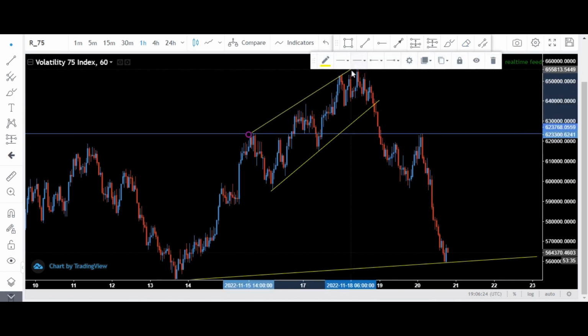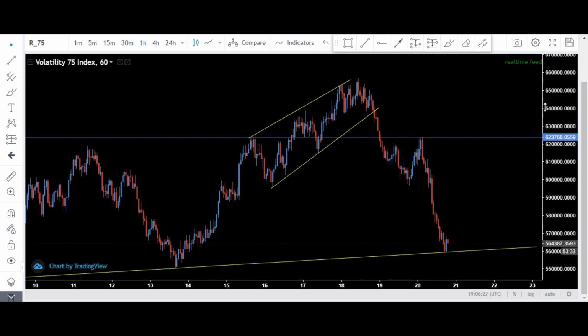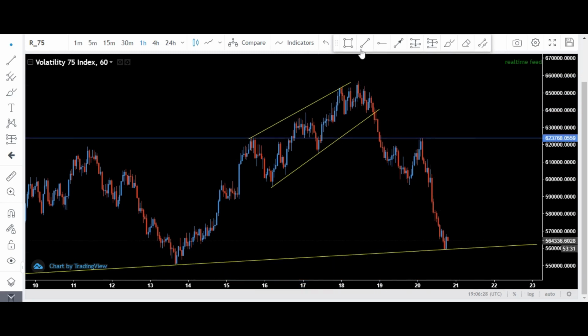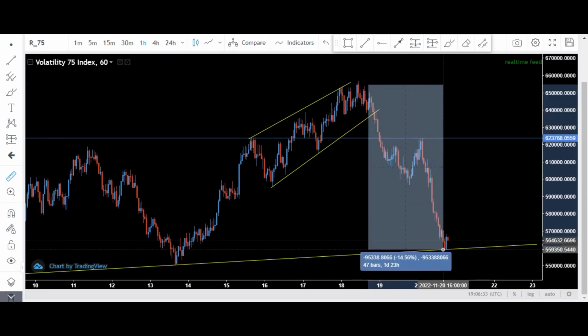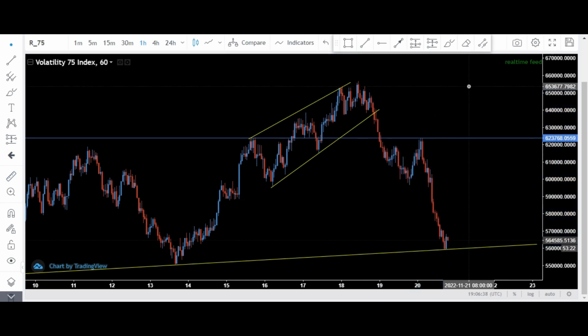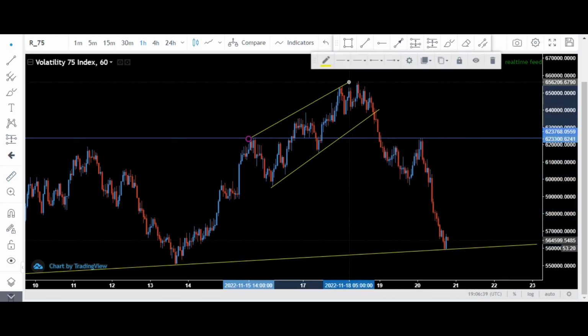We had the first touch, second touch, then of course we actually had to involve this structure on the third touch. And then what happens on the third touch? Immediately after there, we are seeing a massive move to the downside of around 9,500 pips. So this is something that we will actually maximize on.